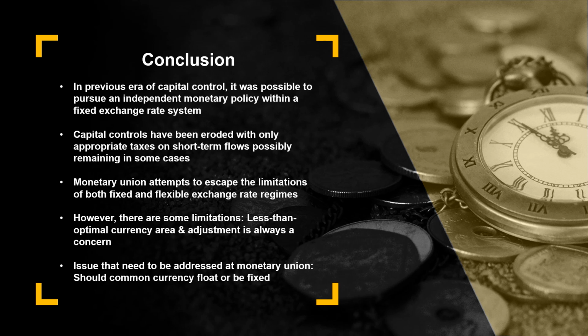As I mentioned in the previous slide, there seems to be less evidence that the EMU constitutes an optimum currency area, and the adjustment in the EMU is always a concern. This is because both labor and physical capital are less mobile among the countries of the EMU than other countries like the United States. So the most important issue that needs to be addressed at monetary union is to decide the exchange rate regime that should be adopted for their common currency. So they need to decide whether the common currency will be fixed against other major currencies.